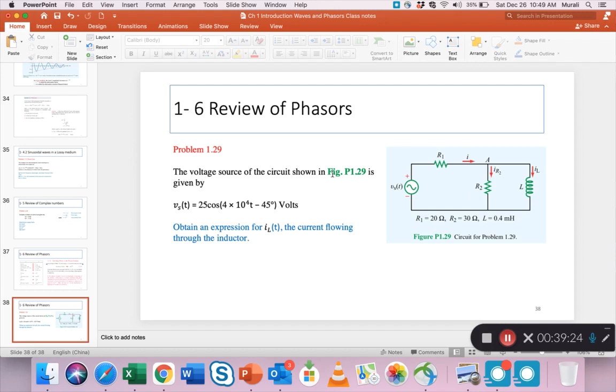I'm going to just quickly walk you through it. I might give you a problem to solve just to refresh your memory. And I think we may have to use all these techniques on phasor arithmetic later on in the course.